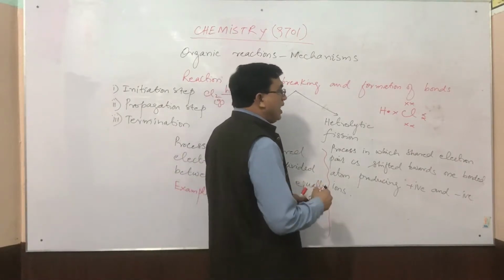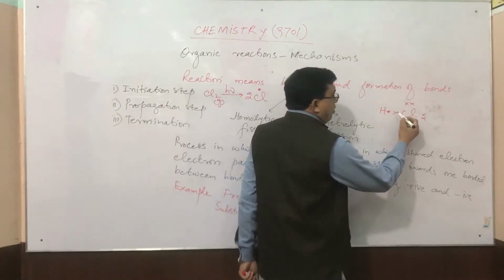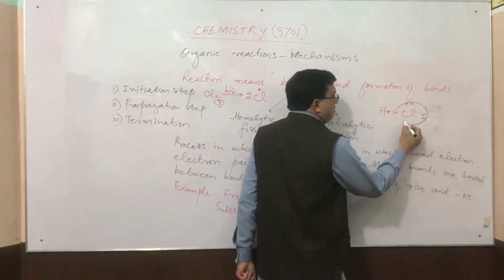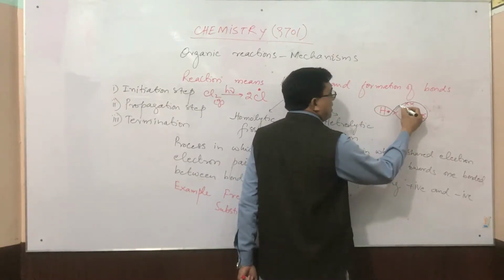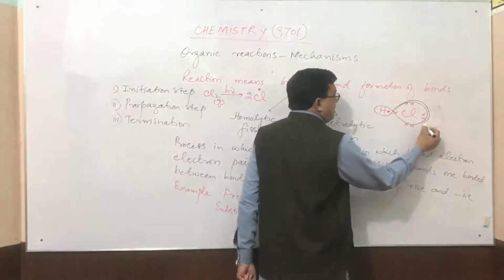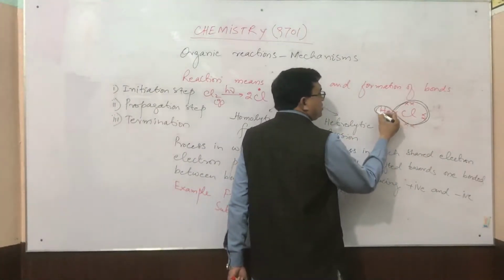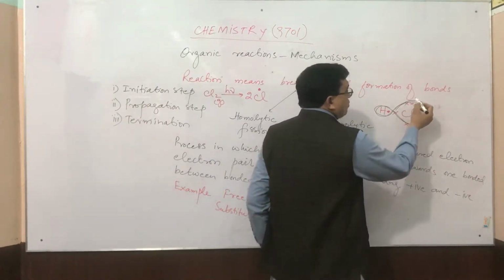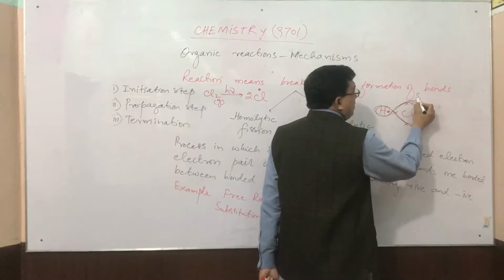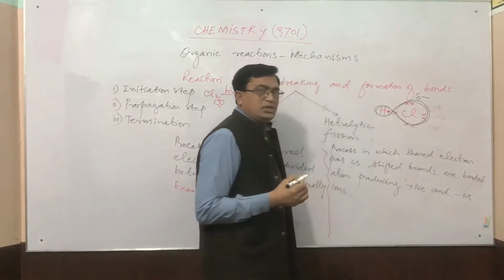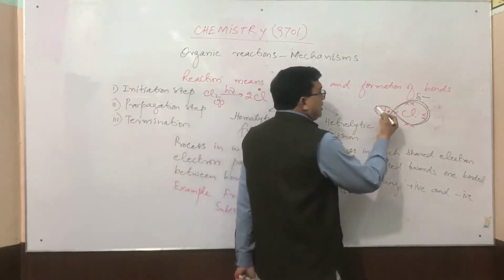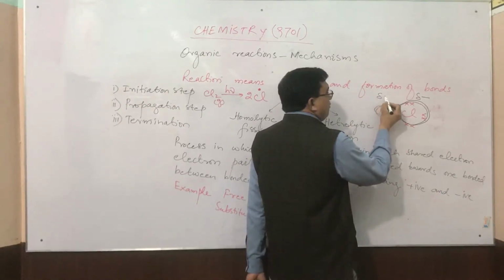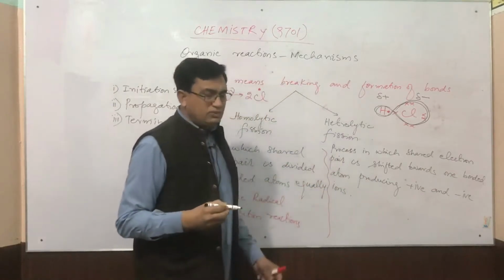As a result, what will happen? If the pair of electrons spends more time towards the chlorine atom and very little time towards the hydrogen atom, then due to this uneven distribution of electrons, the more electronegative atom side will get a partial negative charge, and the other side will get a charge of equal magnitude with opposite sign, a partial positive charge.